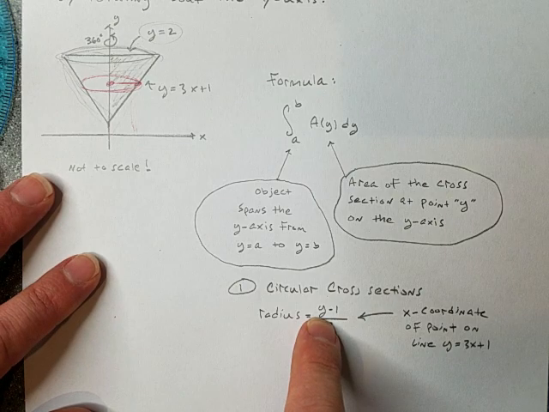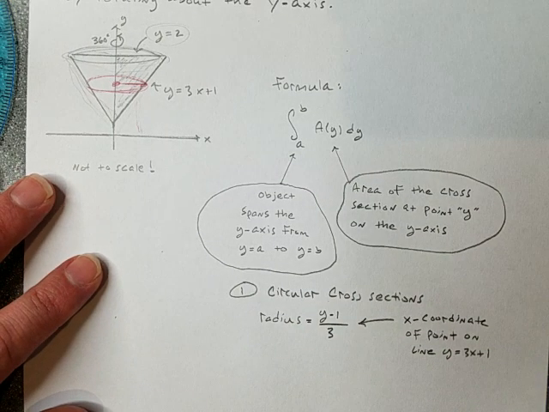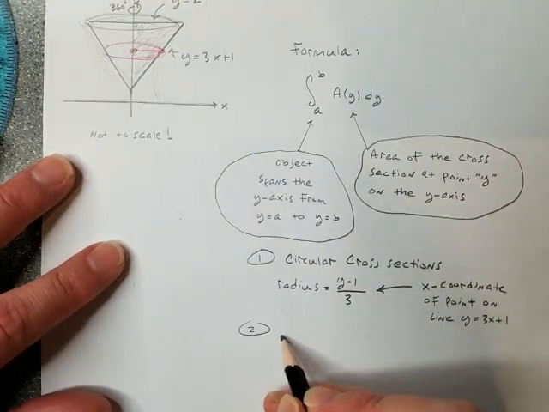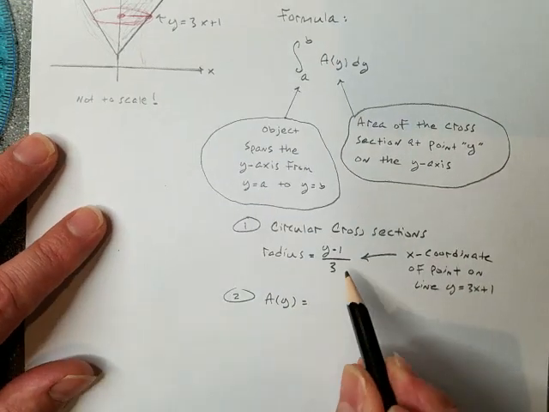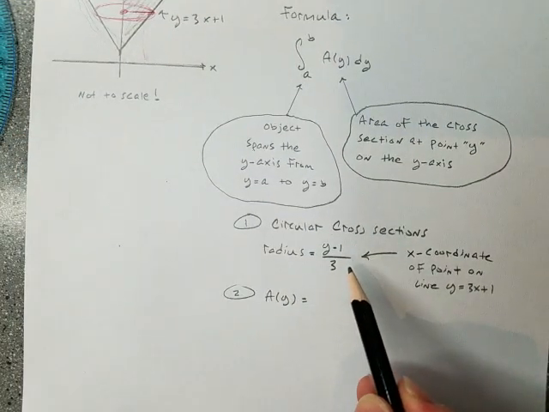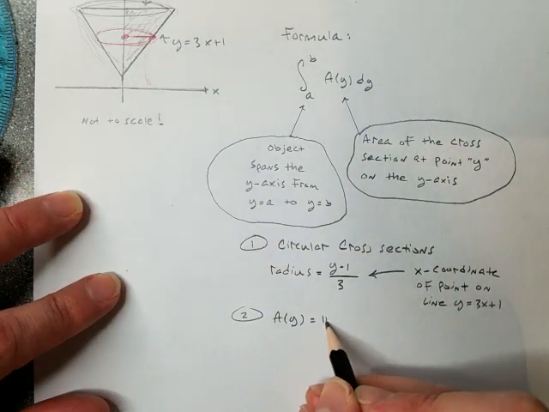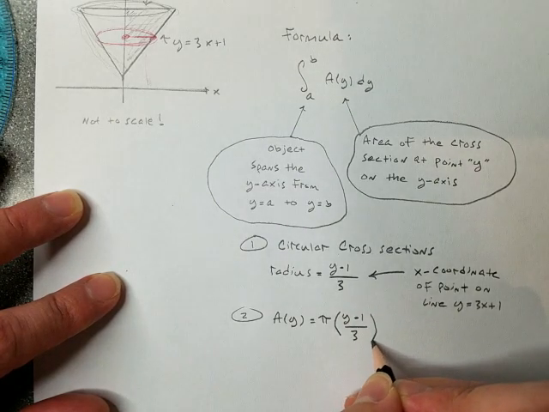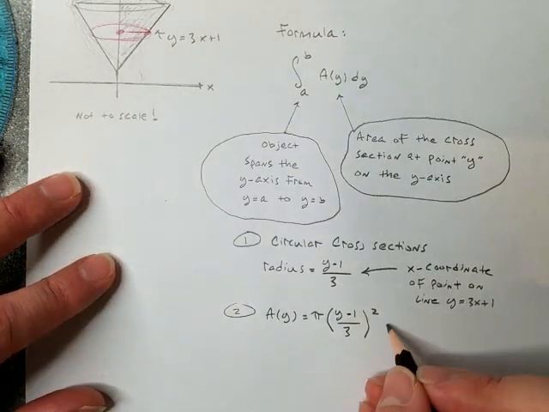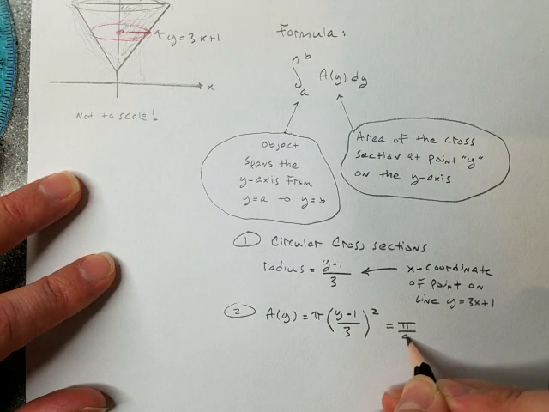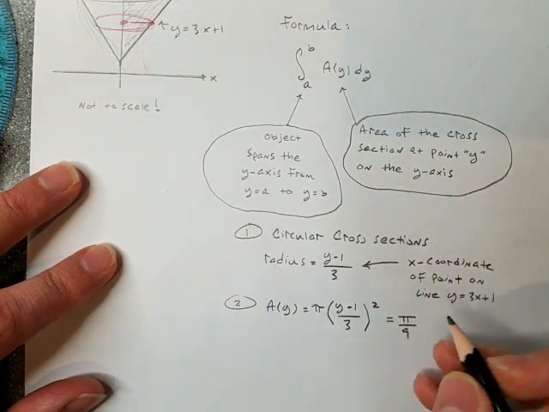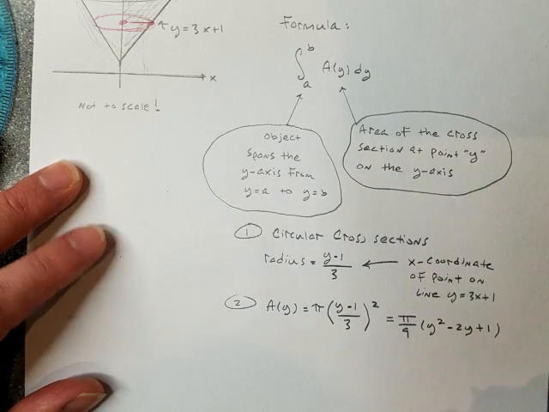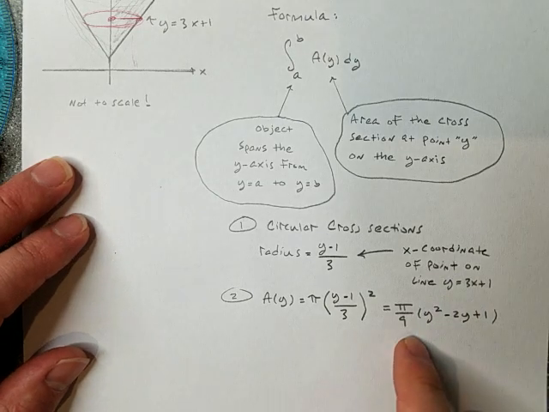You tell me where you are on the y-axis, and this will tell you the radius of the circular cross-section at that point. All right, so I got that. Now, what's the area of any cross-section? Well, I know they're circles, and I formulated a way to calculate the radius up and down the y-axis. So that's going to be pi times the radius, which is y minus 1 over 3, squared, right? So let's say pi over 9, since we get 3 squared, times y squared minus 2y plus 1.